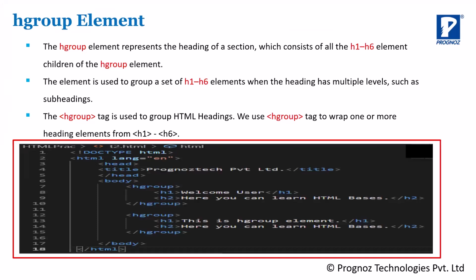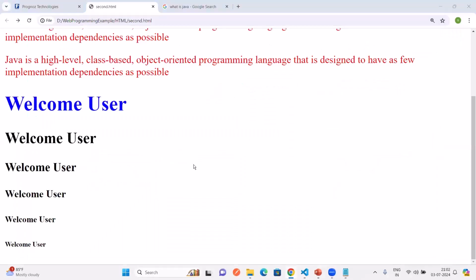Next, the hgroup element. Whenever we want to group headings, we use the hgroup element. जैसे मेरे पास h1 and h2 है, उसको मुझे ग्रुप के अंदर प्रेजेंट करना है, then I should go for the hgroup element. Suppose I have another h1 and h2, then I have to create another hgroup element. So to group headings, we use the hgroup tag, to represent heading grouping content in an HTML page or any web page. So let us implement it practically.